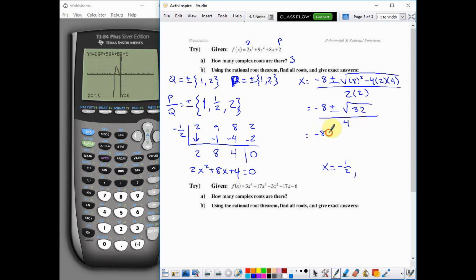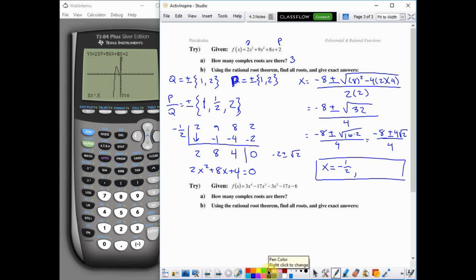Okay, so any square numbers that go into 32, 16 comes to mind. So negative 8 plus or minus square root of 16 times 2 over 4, which is negative 8 plus or minus, the square root of 16 is 4, so 4 root 2 over 4. And 4 goes into negative 8 and into 4. So I'm going to bring this over here since I've already kind of blocked off that space. So that's negative 2 plus or minus square root of 2.